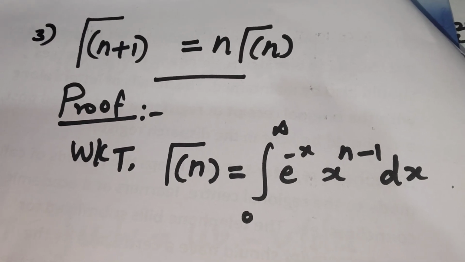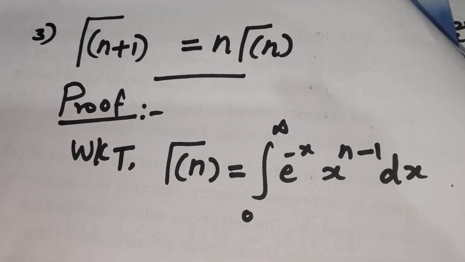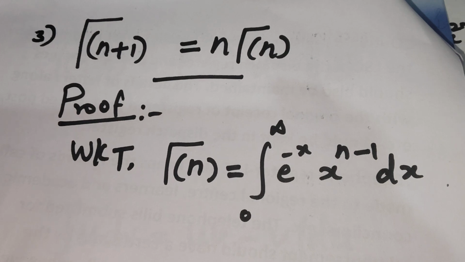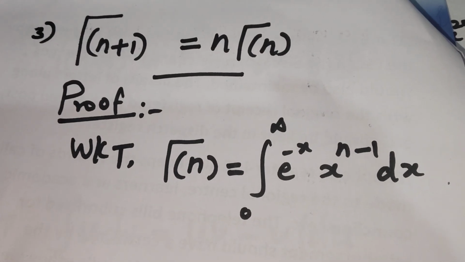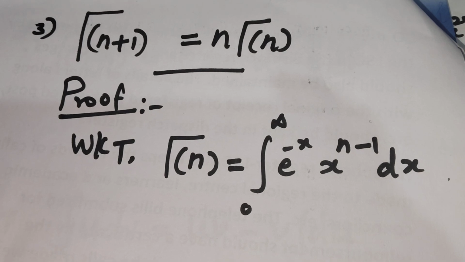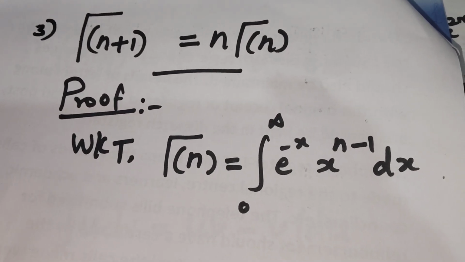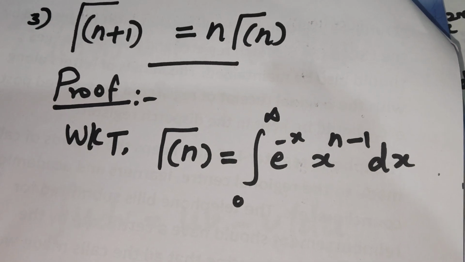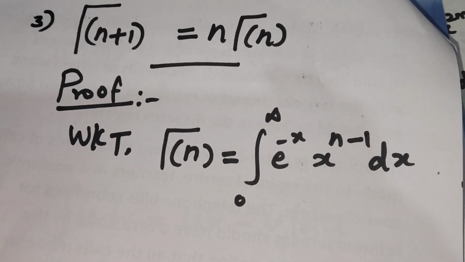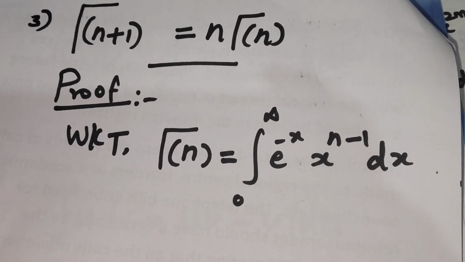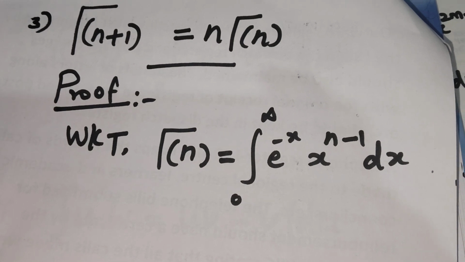So this is the video of properties of beta and gamma functions. Today we are going to learn properties 3 and 4. Property number 3: gamma of n plus 1 is equal to n into gamma n. Try to prove this.